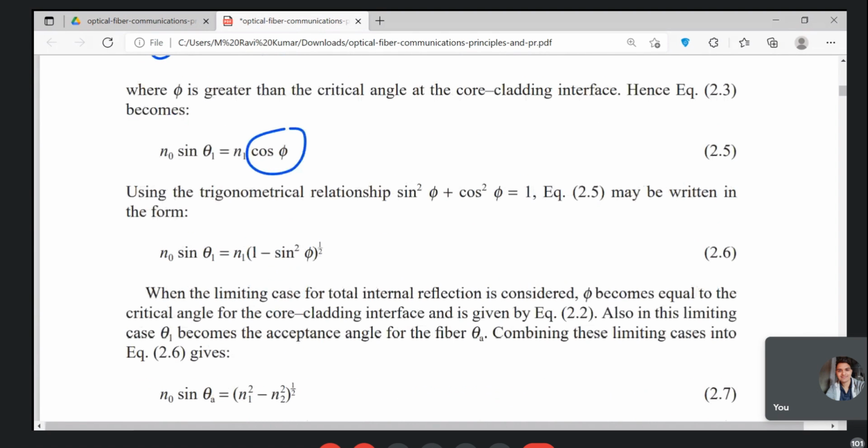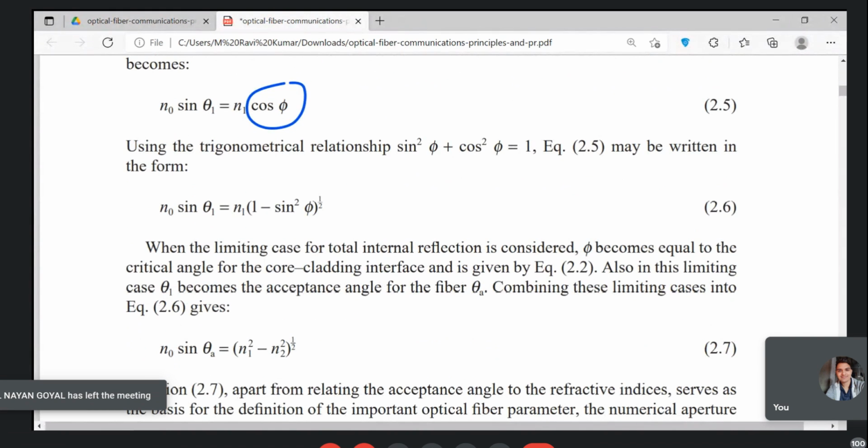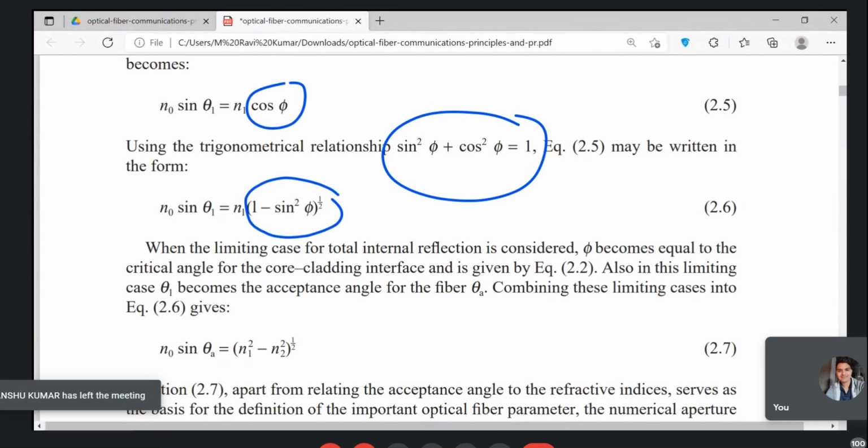And we have the trigonometrical relationship sine squared phi plus cos squared phi equals 1, which is a universal relationship. Based on that, this cos phi is replaced by square root of 1 minus sine square phi. So this comes from this. Okay.